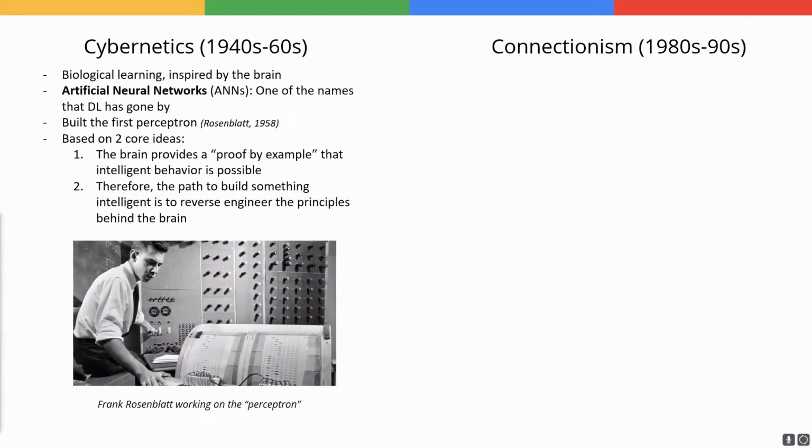Some of the earliest learning algorithms we recognize today were intended to be computational models of biological learning, where neuroscientists wanted to figure out how our brain learns what we learn. Because of this, the name artificial neural networks was first created. Cybernetics is based on two core ideas. First is that the brain provides a proof by example that intelligent behavior is possible. And second, which is most important, is that because intelligent behavior is possible, the straightforward path to building intelligence is to reverse engineer the principle behind the brain and why the brain works, and duplicate its functionality.